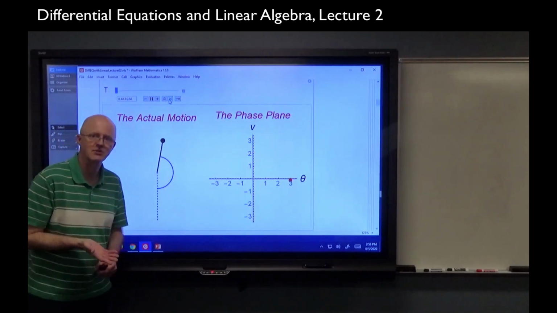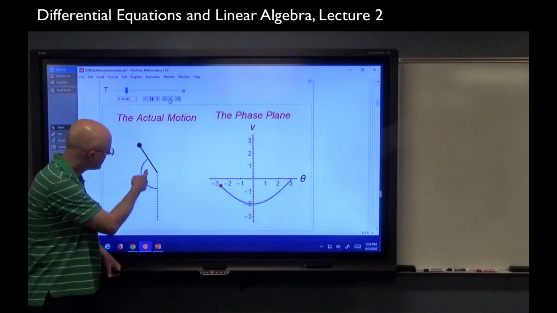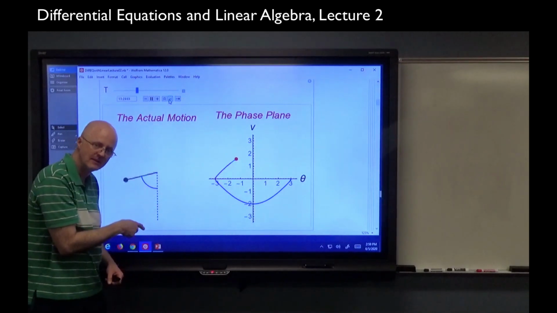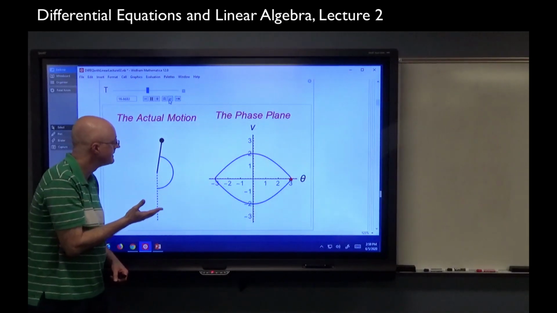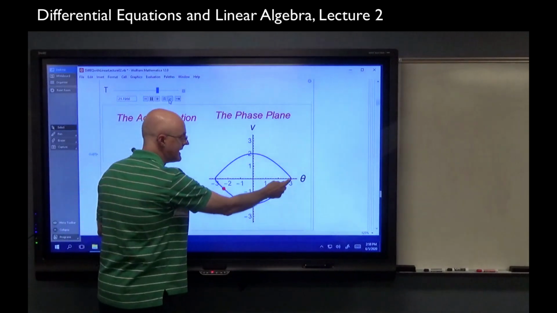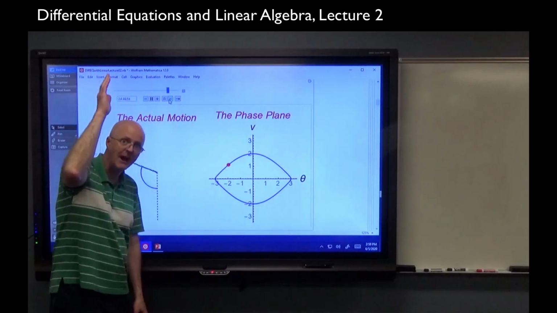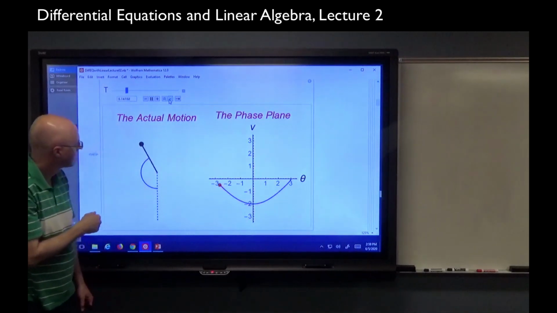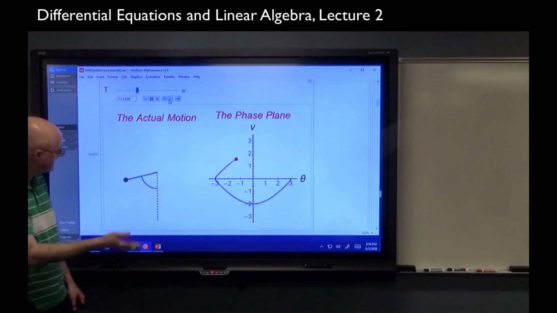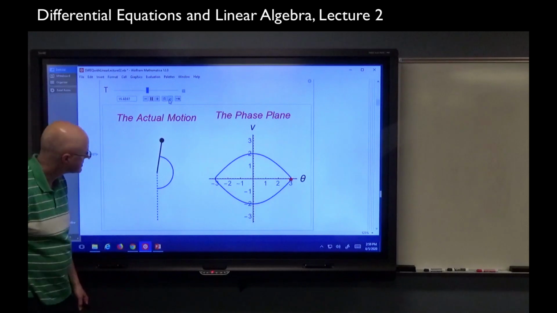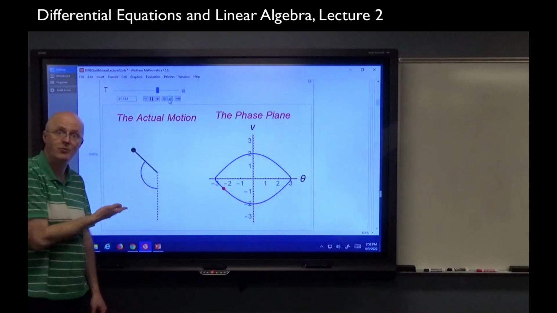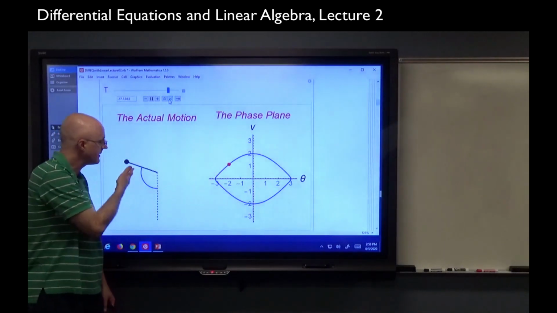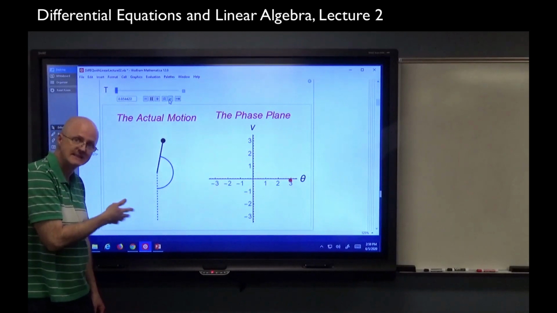It's not really a distance traveled. What's keeping track of this blue angle that you see here? That's what theta is doing, in radians. So the initial angle is theta equals 3 radians, which is close to pi, close to 180 degrees, right up there. And theta's changing. The pendulum is swinging back and forth. No friction. If there were friction, the amplitude of the swinging would get smaller and smaller.